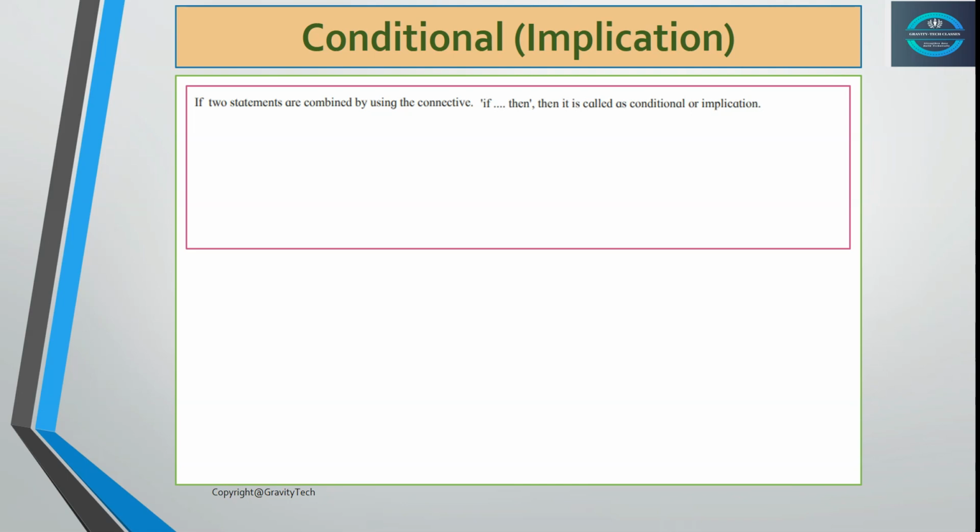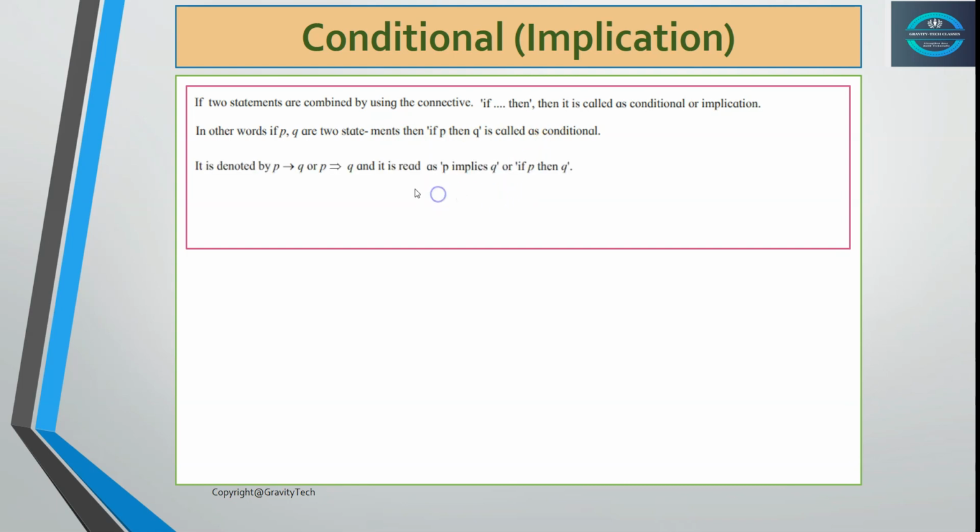देखो, मैंने दोनों स्टेटमेंट्स को किससे ज्वाइन कर दिया? इफ देन. करेक्ट. सो दैट्स हाउ इट इज. सो दो स्टेटमेंट्स जब कंबाइन किए जाते हैं इफ देन से, देन इट इज कॉल्ड एज व्हाट? कंडीशनल और इम्प्लीकेशन. सो इन अदर वर्ड्स, P and Q are the two statements, then if P then Q is called a conditional. और उसको दिखाया कैसे जाता है? How is it denoted? It is basically denoted by P implication Q by this single arrow, right? And it is read as P implies Q. इसे किस तरह से रीड किया जाता है? P implies Q and if P then Q.